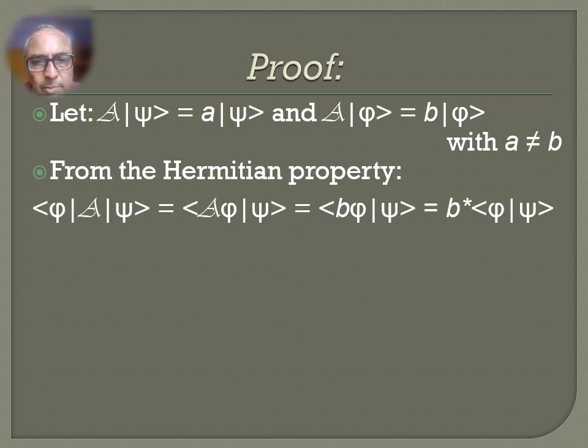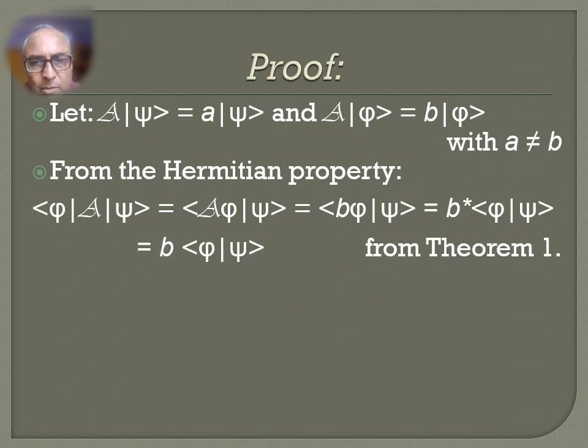From the Hermitian property, we see that bra phi A psi ket is equal to bra A phi times psi ket, which is equal to bra b phi times psi ket, which is equal to b star times bra phi psi ket, which is equal to b times bra phi psi ket from theorem 1, since the eigenvalue b has to be real.